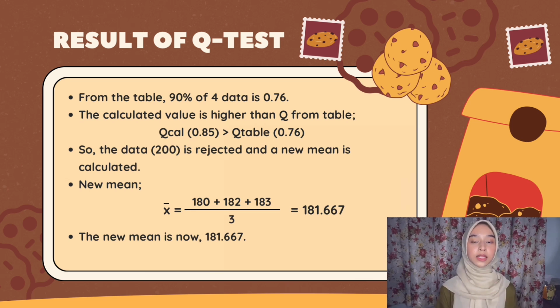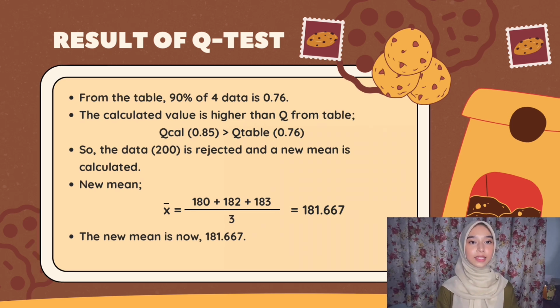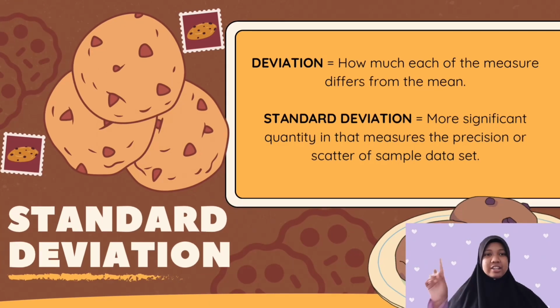The new mean is 180 plus 182 plus 183 divided by 3. And the new mean is now 181.667. Oh, I know what the next step is. The next step is to find the standard deviation from the data set.